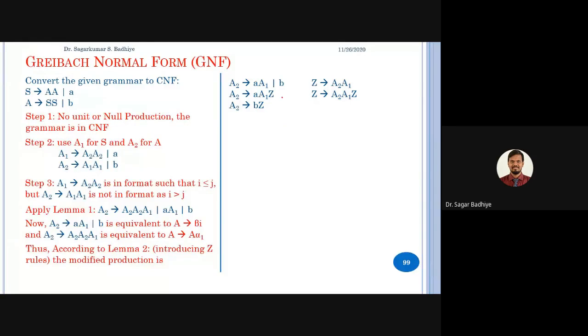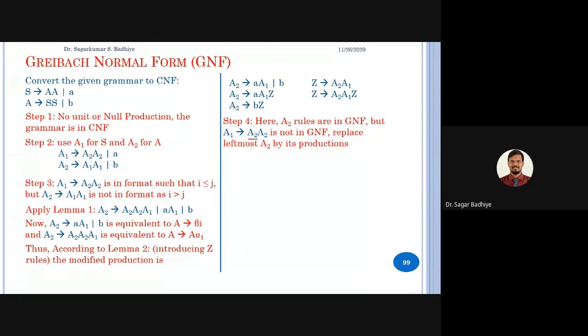So here we have applied lemma 2 and converted it: we have removed left recursion and introduced right recursion by introducing a new non-terminal Z, right? Then if you look over here, the A2 rules are in GNF as I told you, and the A1 rule is not in GNF and the Z rules are not in GNF. So first we'll replace the A1 rules. For step 3, this is clear, i is less than or equal to j, so that is okay.